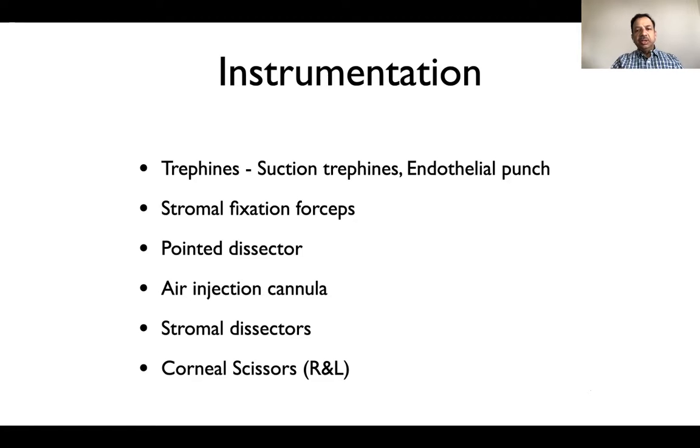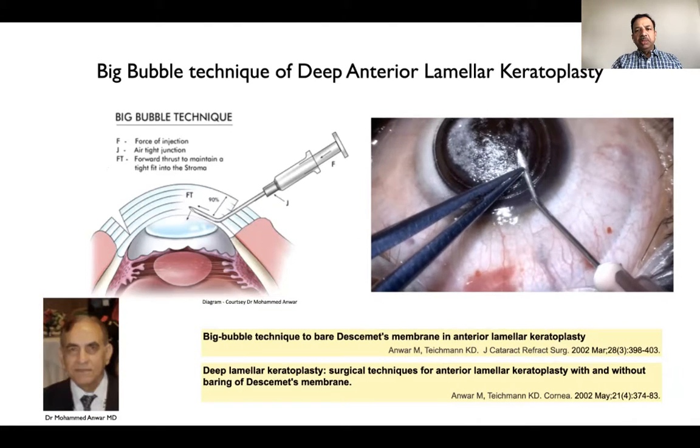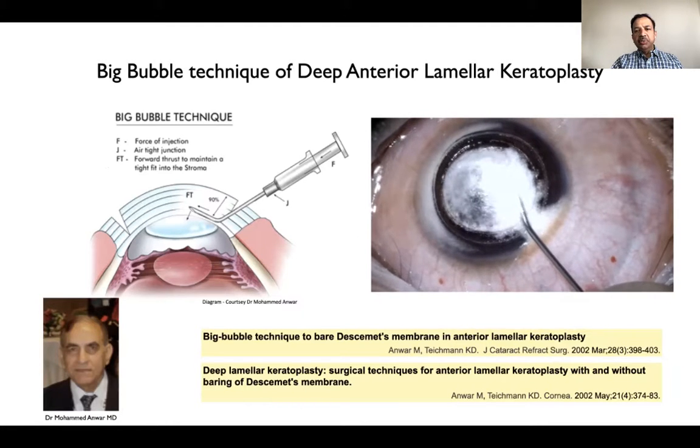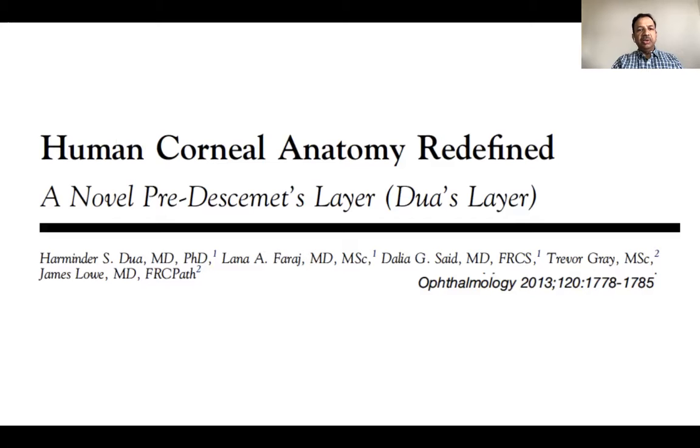Surgical instruments include the suction trephines, various forceps, the air injection cannula, the stromal dissectors, and the corneal scissors. The original technique of big bubble DALK described by Mohammed Anwar involves injection of air into deep stroma using a 27 gauge needle. And you get this appearance of a whitish ring, which expands from the center to the periphery. And this is quite successful. We found that you can achieve the big bubble using this technique in about 65 to 70% of cases.